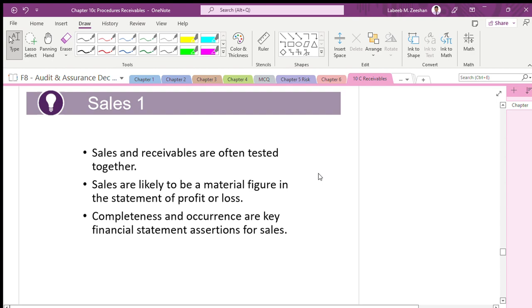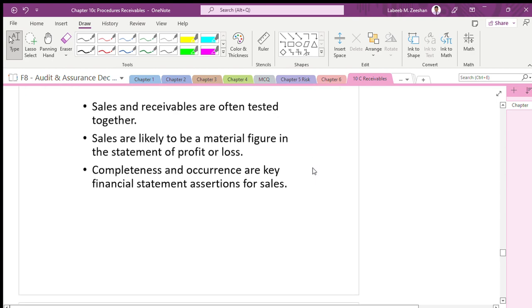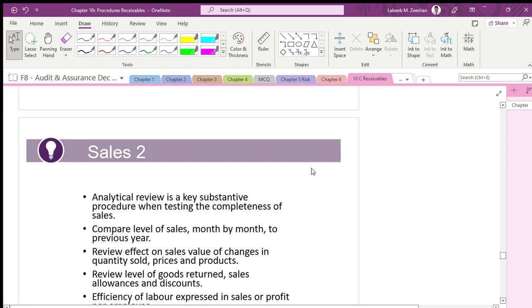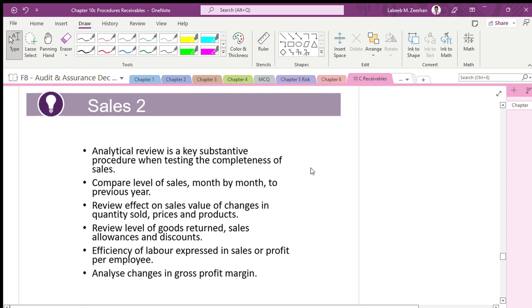They say that sales or receivables are tested together. Sales are likely to be material. Completeness and accuracy are the key financial statement assertions. Analytical review is a key substantive procedure. You have to analyze the sales, percentage of sales to provisions, percentage of sales to bad debts, percentage of sales to sales returns. You have to compare the level of sales month by month, and with the previous year.